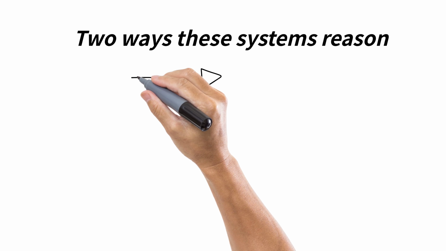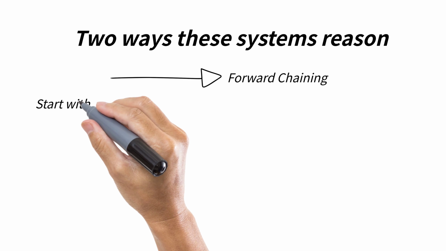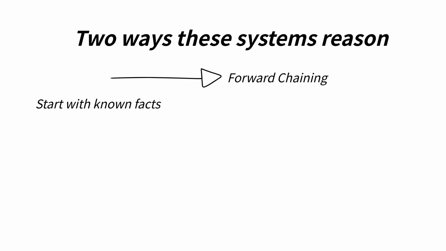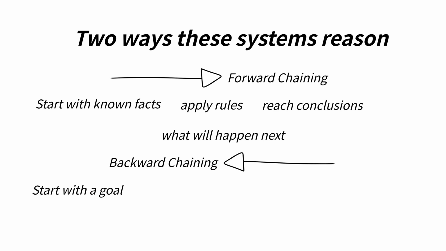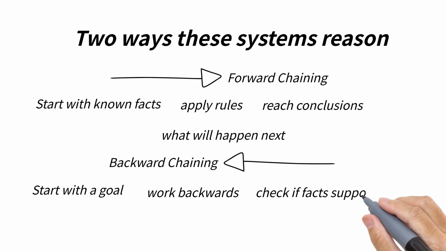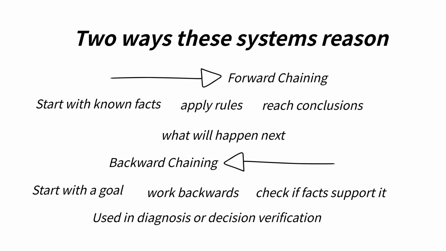There are two ways these systems reason. First, forward chaining. Start with known facts, apply rules, and reach conclusions. Used when you want to see what will happen next. Second, backward chaining. Start with a goal, work backwards, and then check if facts support it. Used in diagnosis or decision verification. This is surprisingly powerful and very deterministic.